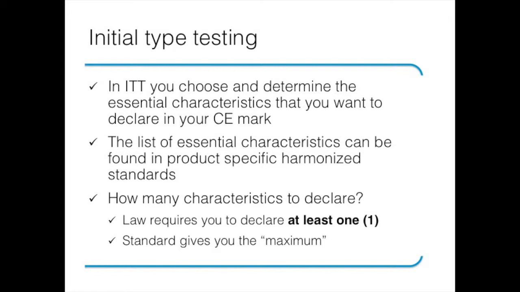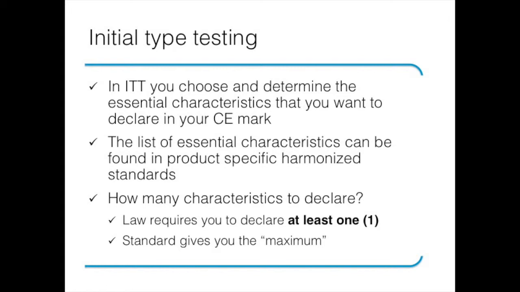The available characteristics are listed in the appropriate harmonized standard for your product. From the list, you can freely choose the characteristics you want to announce in your CE marking. When choosing characteristics, just remember that if the characteristic is listed in the harmonized standard, it can only be announced in the CE marking and nowhere else, not even if the customer asks you about it. So be careful when choosing the characteristic for your ITT.